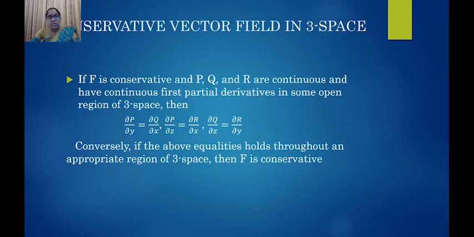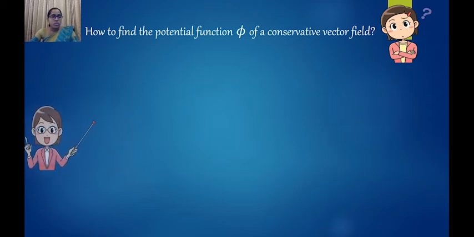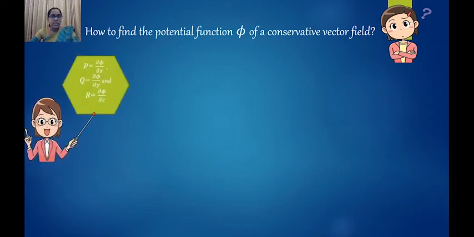Now next, once we know that the field is conservative, again the question that comes to our mind is how to find the potential function phi of a conservative vector field. The last thing we had seen was that we can check whether the field is conservative or not. So once the field is conservative, we must be able to find the potential function. So how can we do that? This is again a step-by-step process.